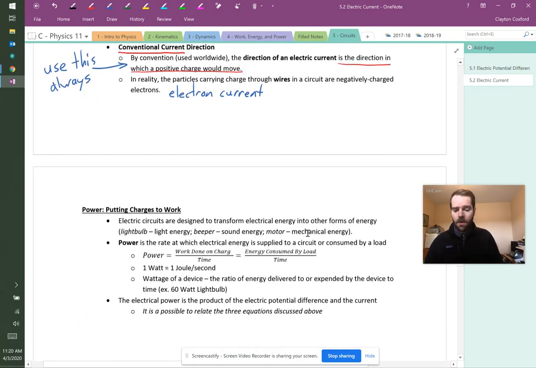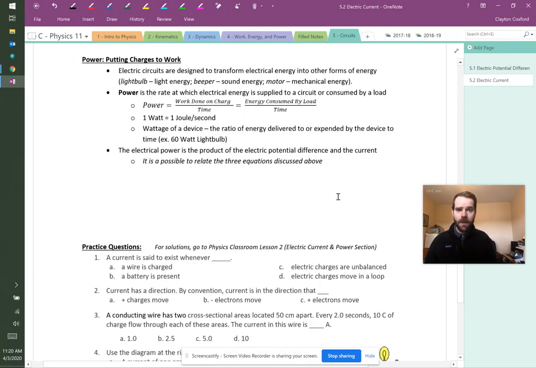Okay, now let's talk about power. What does power have to do with circuits? Well, we know already from previous sections that power is talking about energy and time, the rate at which energy is being used or work is being done. There's a bunch of ways to be talking about that. So in terms of a circuit, we know that the whole point of a circuit is to take that electrical energy, that electrical potential energy, and turn it into other forms of energy, whether we're going to light a light bulb, make some sound, run a motor, or run your computer to do a bunch of different things.